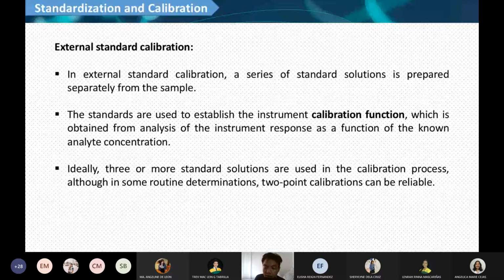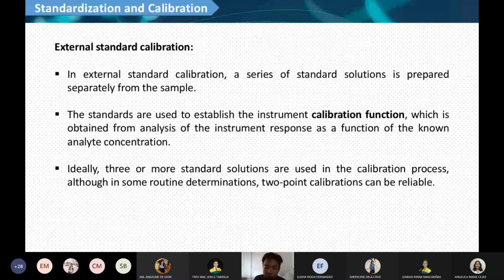Ibig sabihin, wala kang ginagawa sa solution mo. Gumagawa ka ng curve using external standards. Okay? So, ibig sabihin ba nun, meron po na solution na nilalagyan ng standard? Tapos ang tawag doon, internal standard calibration. Yes, may ganun. Mamaya, daanan natin.